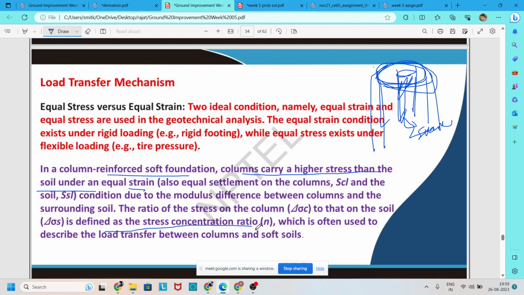In the equal strain method, when we apply it, the maximum load is carried by the column and the lesser load is taken by the surrounding soil, because the column has a higher modulus of elasticity than the surrounding soil, and one term is given here: the stress concentration ratio.